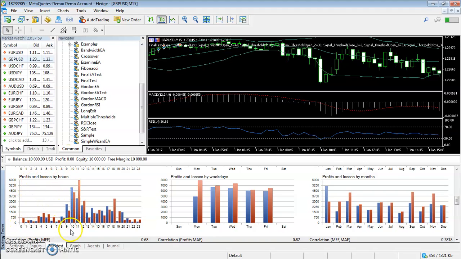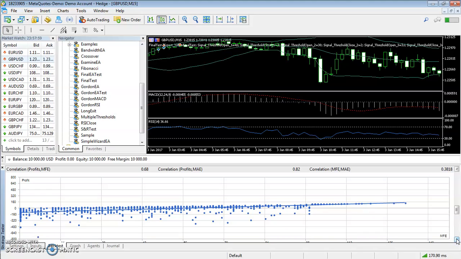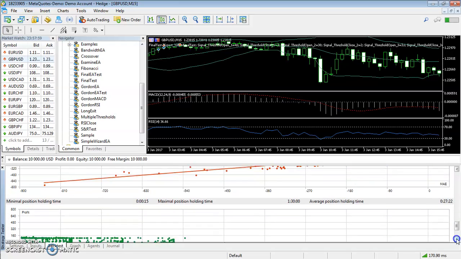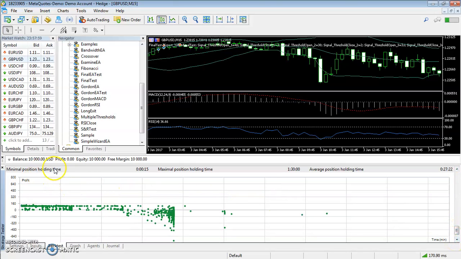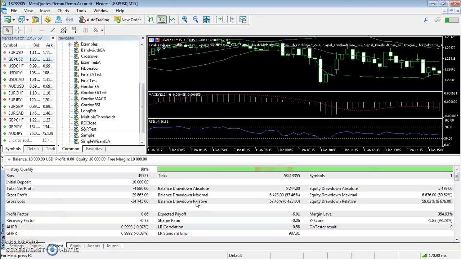Profit and losses by hours. Profit and losses by weekdays. Profit and losses by months. More data here, correlation profits. And then we got here minimal position holding time, maximal position holding time. So that was our backtesting data that we've gathered. Next, we will be running a forward test, and I will be showing you our forward testing data.